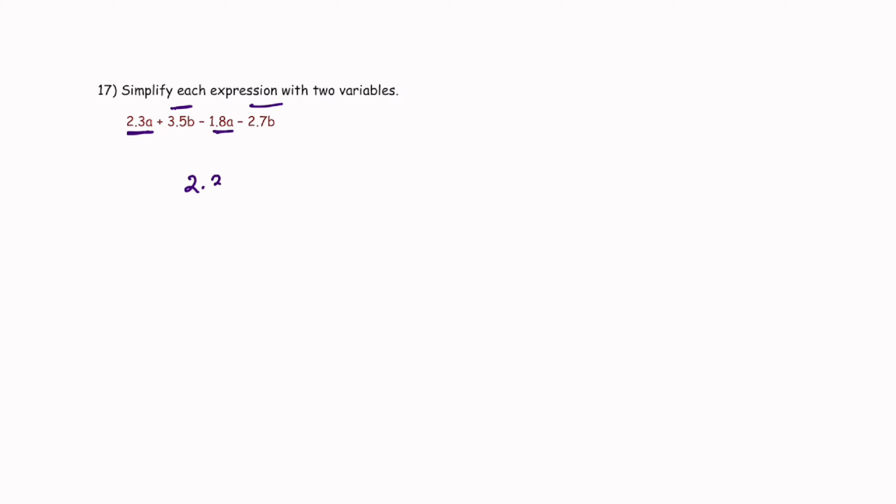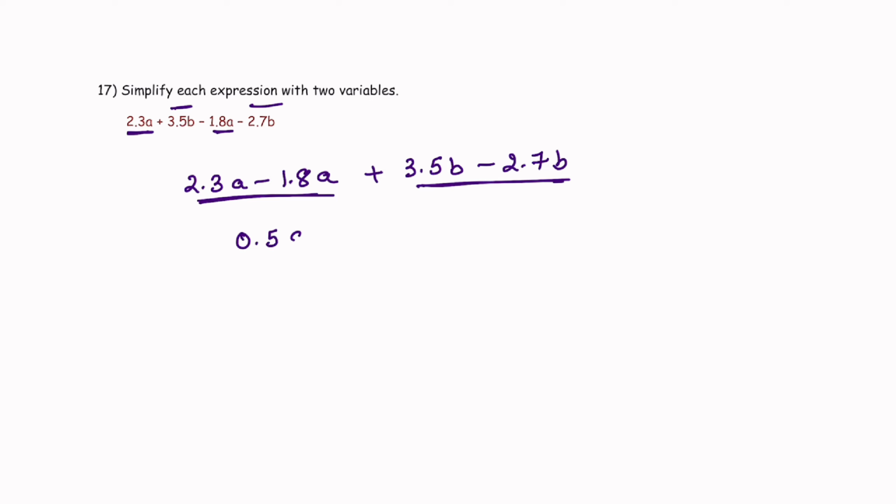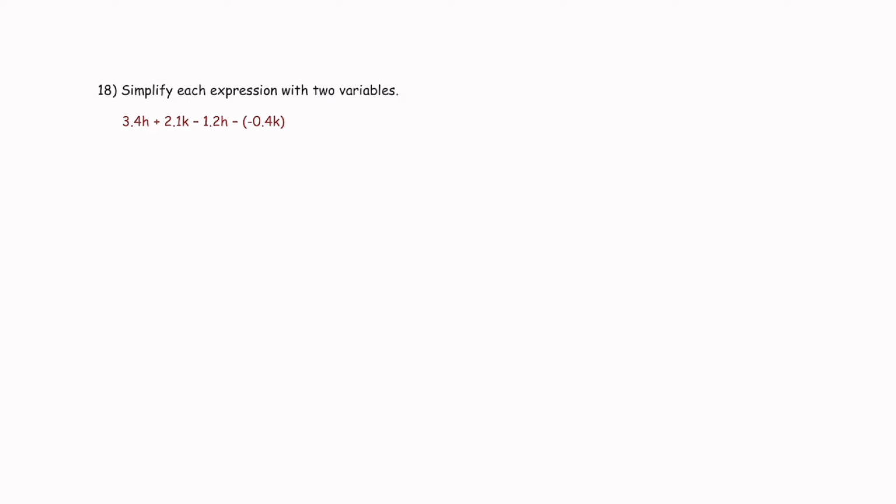So it's 2.3a minus 1.8a, that's together, plus 3.5b minus 2.7b, and those two together. 2.3 minus 1.8, it's like 23 minus 18, which would be 5. So this is 0.5a. This is 35 minus 27, which would be 8. So we are going to write 0.8b.